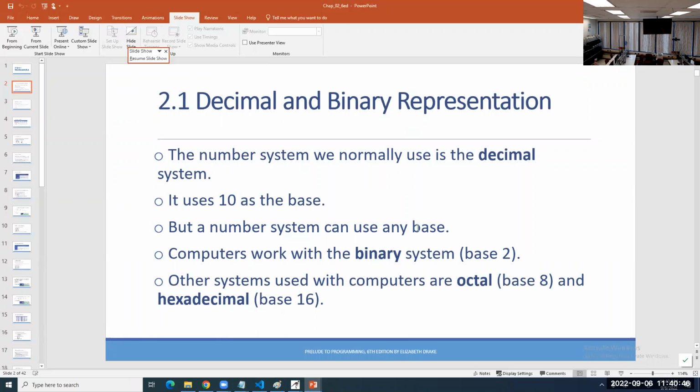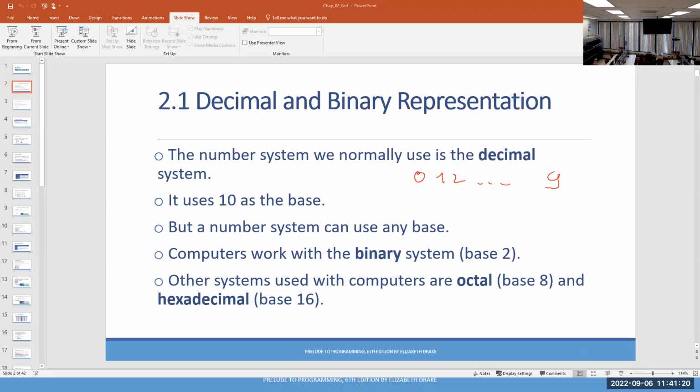For each digit, you have 10 values, everything from 0 to 9. But in real life, a number can have any base. So they call it base 10 here because each digit has 10 values, from 0, 1, 2, all the way to 9. But in real life, a number system can use any base. And normally computers work with a binary system. Binary system means for each digit you only have 2 values.